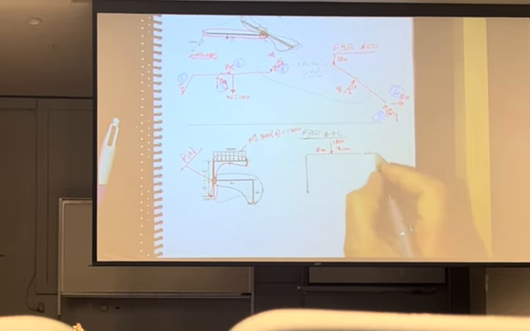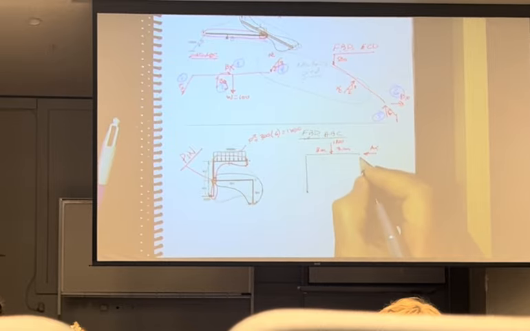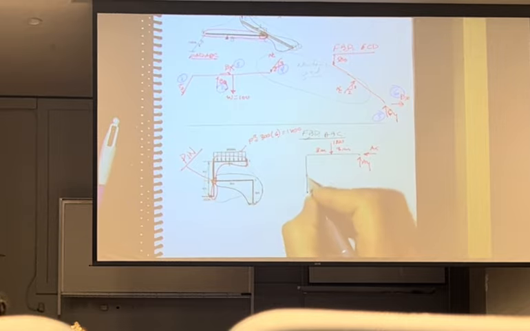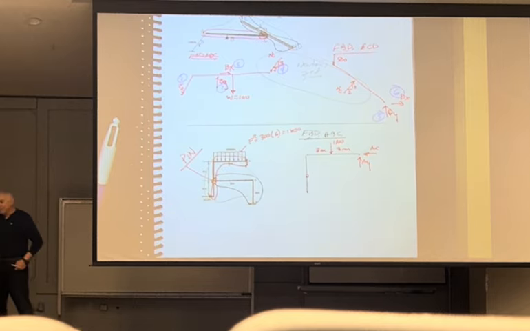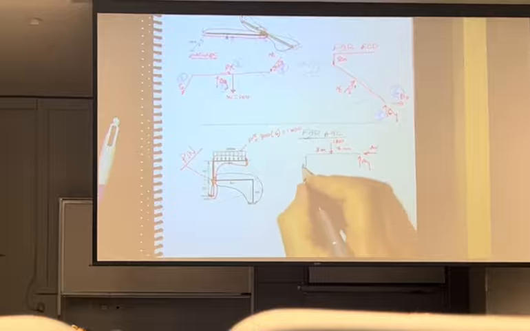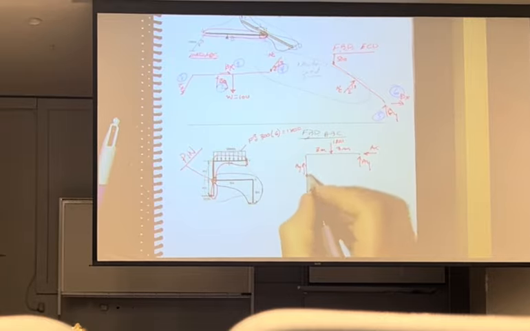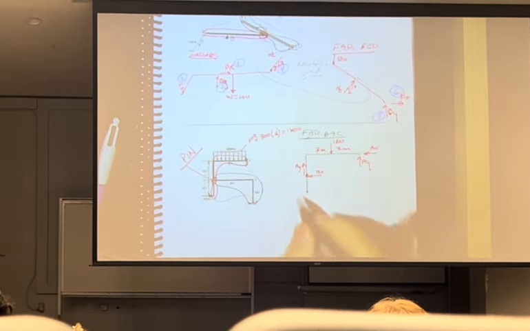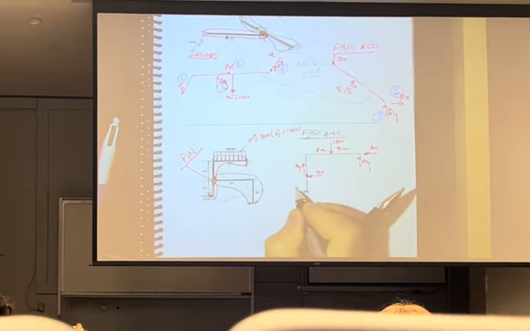I'll have a force, AX, AY. Over here at B, because I took out that pin, it would exert a force, which is BY here, BX there. And then, of course, you have that single force of 300 newtons.